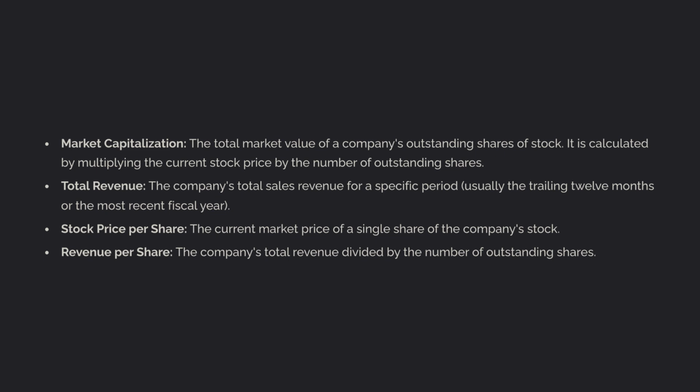Total revenue: the company's total sales revenue for a specific period, usually the trailing 12 months or the most recent fiscal year. Stock price per share: the current market price of a single share of the company's stock. Revenue per share: the company's total revenue divided by the number of outstanding shares.